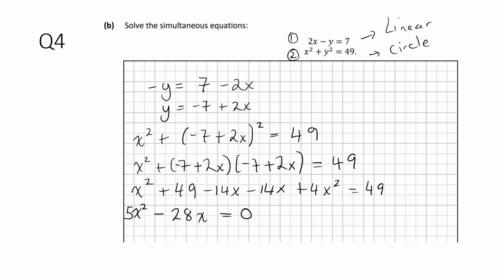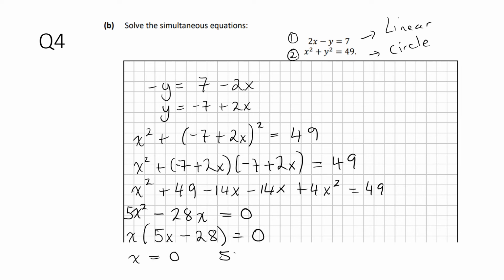So what you can see here is you're left with just two terms. Sometimes you're left with 3, which is a trinomial. You can use the minus b formula, but here you only have 2. And you can see that the only thing that's in common here is x. So I'm going to factorize x, and that leaves me with 5x, and then that leaves me with minus 28 inside the bracket. So then that means that your first value of x is 0.